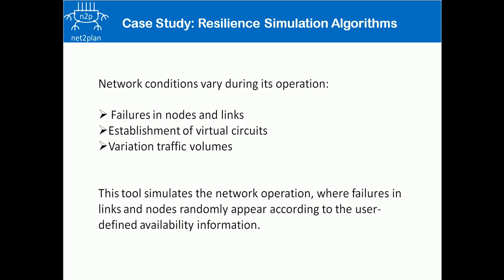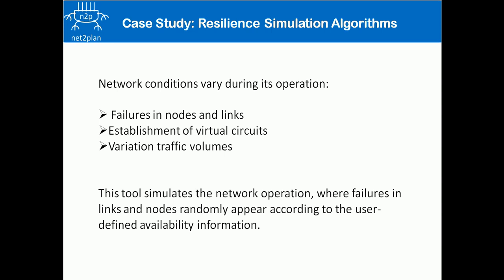To sum up, this tool simulates the network operation where failures in links and nodes randomly appear according to the user-defined availability information of the network nodes and links. It allows testing built-in or user-made provisioning algorithms that react to failure reparation events from an initial network design. Network and service availability results are collected and reported to the user. So, in this video, we will develop provisioning algorithms and failure reparation event generators.